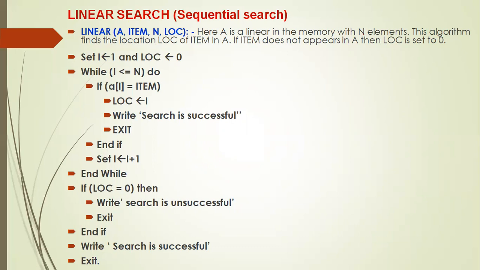Suppose, I will take one more example. Consider an array of 5 numbers: 10, 20, 30, 40, 50. So here n value is how much now? 5. Assume that I want to check whether 26 is present or not. Trace the same algorithm. I is 1. LOC to start with is 0.